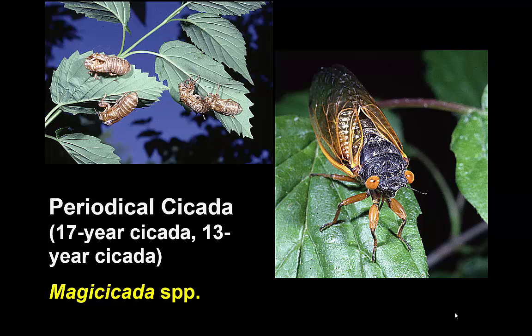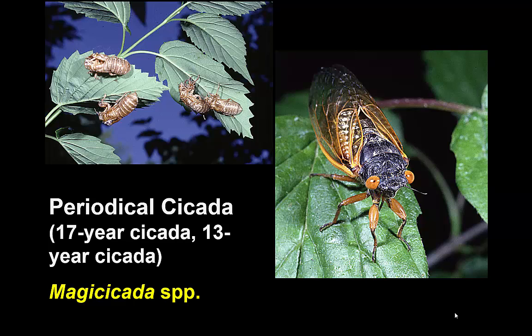What is not found in the West, but is the cicada that is best known in most of North America, are the periodical cicadas in the genus Magicicada. These are ones that have a very long life cycle. The most common ones have a 17-year life cycle. Others have a 13-year life cycle. And furthermore, all of them in any one spot are synchronized in their development.